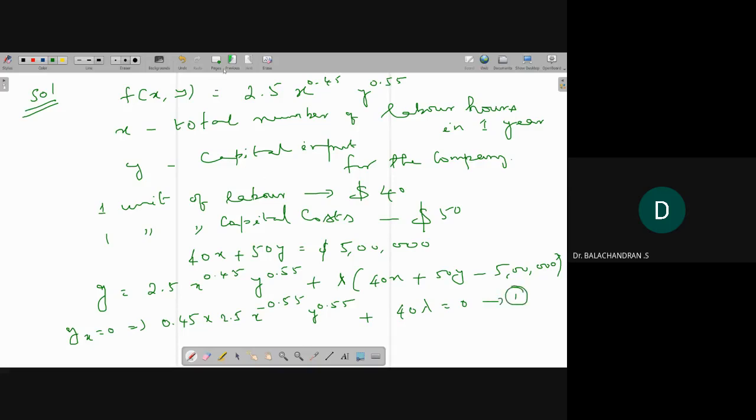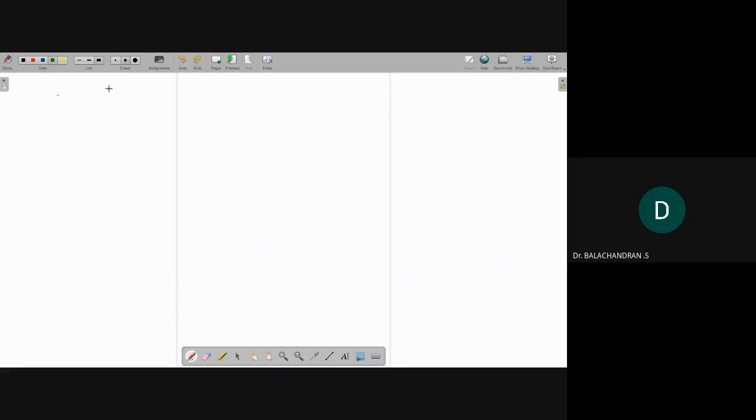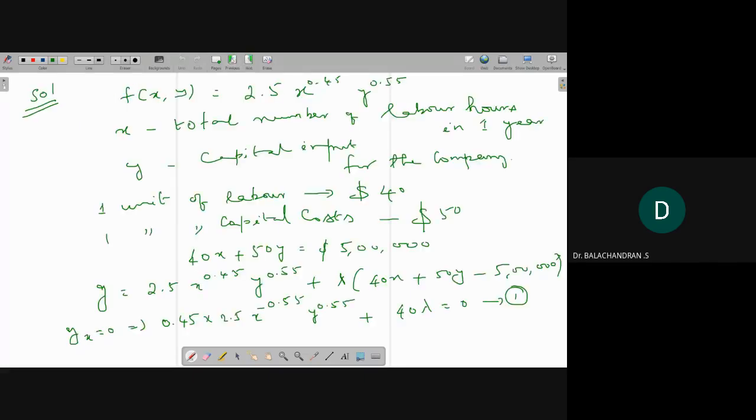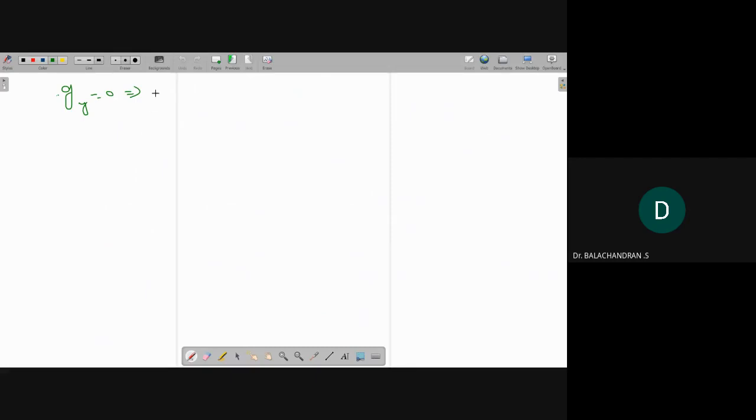Similarly, g y equal to 0 implies, please check it, 2.5 into 0.55 into x power 0.45 into y power 0.55 minus 1, that is y power minus 0.45, plus 50 lambda equal to 0.